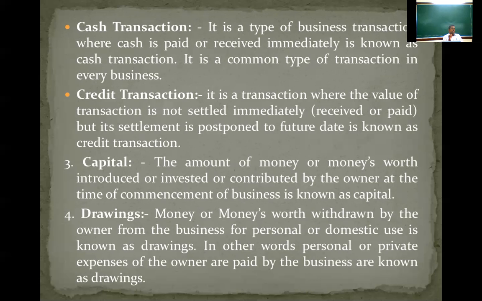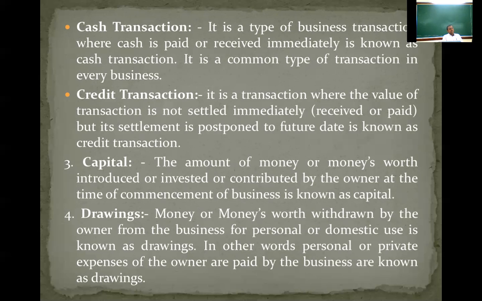Then the next one is credit transactions. What is the meaning of credit transaction? Here there will be a delay in payment, whether it is a receipt or a payment. That kind of transaction is called a credit transaction, meaning the value of the transaction will be settled on some future date. It may be receipt or payment, but it will take place on a future date. It is a transaction where the value is not settled immediately, but its settlement is postponed to a future date. So we will find two types of transaction: cash transaction or credit transaction.